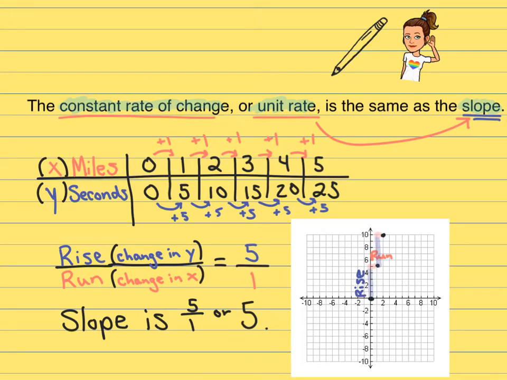When we graph, we are going to put our points at 0, 0. We have our point at coordinates 1, 5, and we have a third point with our coordinates 2, 10. Notice that we see the constant rate of change. We rise 5, we run 1. Then we repeat. It always stays the same. We rise 5 and we run 1. And then, of course, we could take those points and connect them to draw our line.